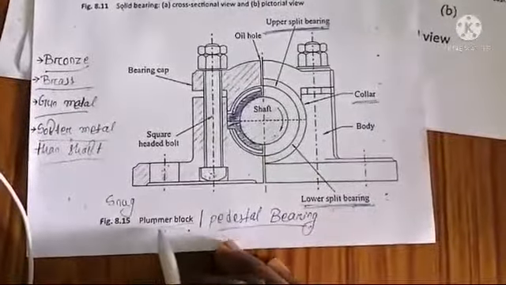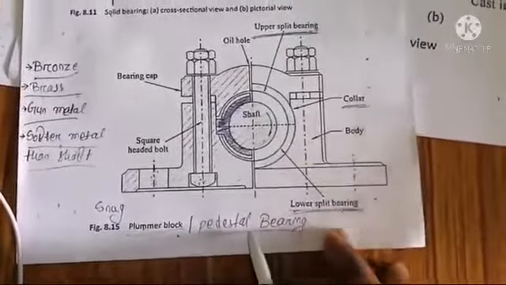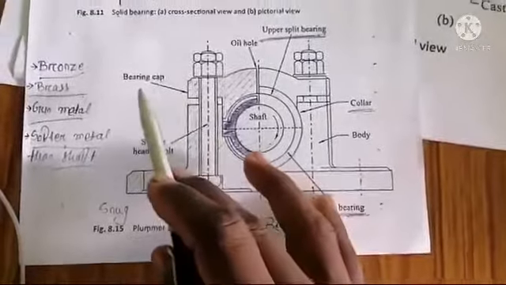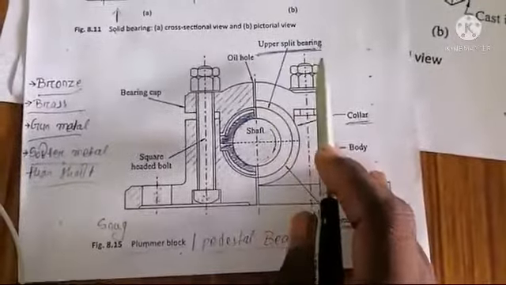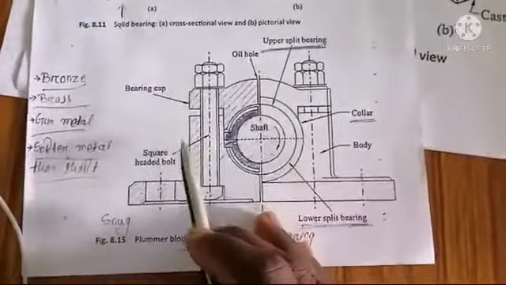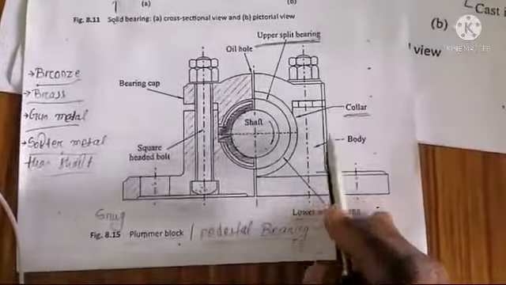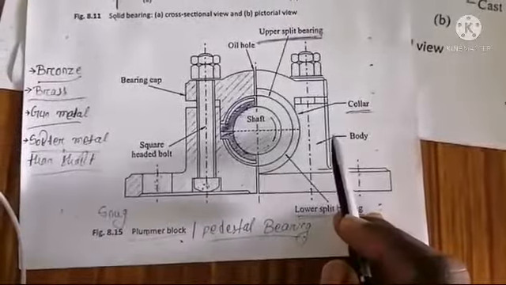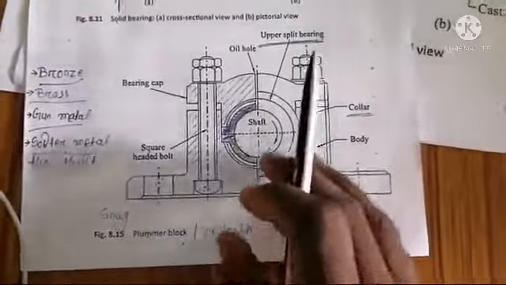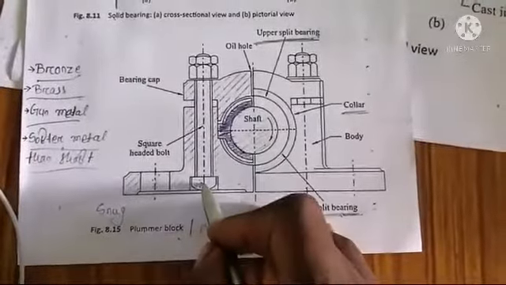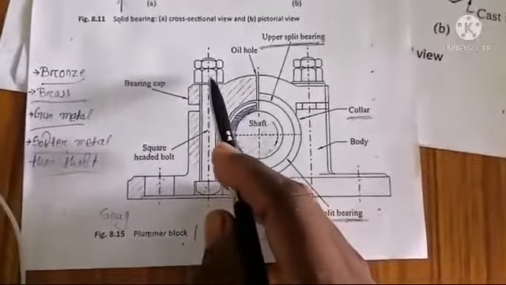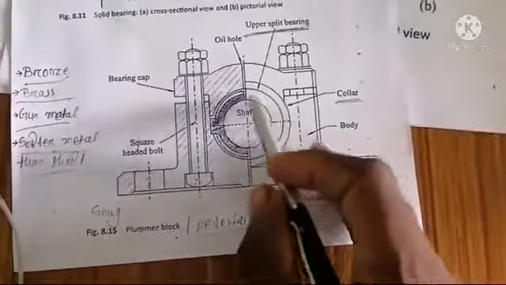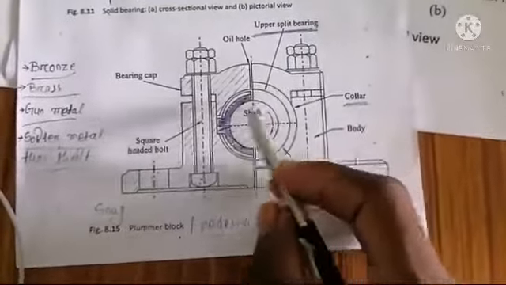Now we are going to discuss the plumber block bearing, which is also called pedestal bearing. Pedestal bearing has two separate parts. One is the upper part, which is called the bearing cap, which has the upper split bearing and an oil hole, and the lower part is called the pedestal portion, which has the lower split bearing and the body. These both parts are connected together with the help of square headed bolts, tightened with the help of hexagonal nuts. When they are joined together, they form as one.